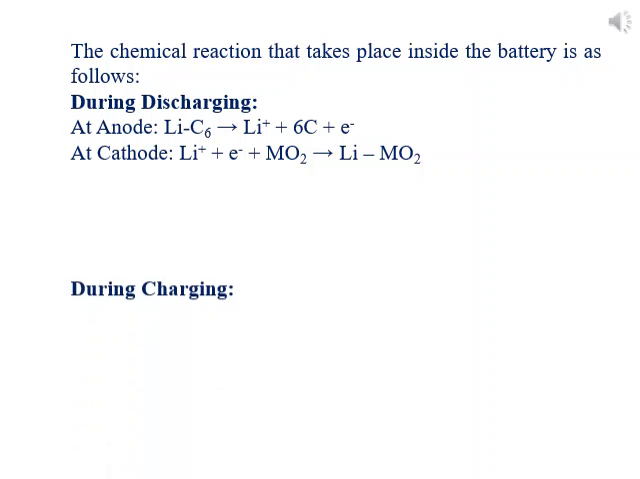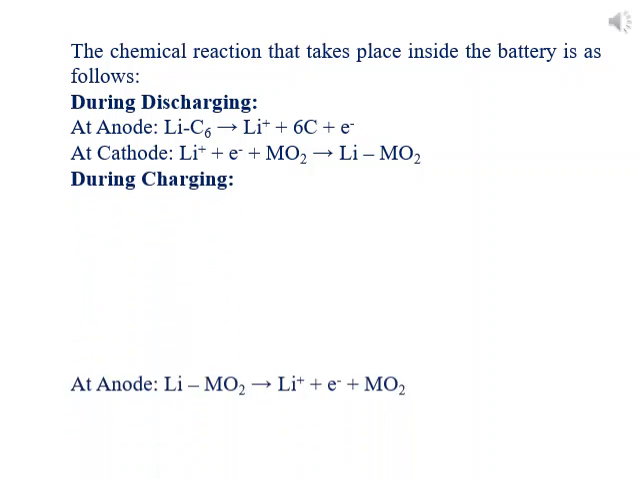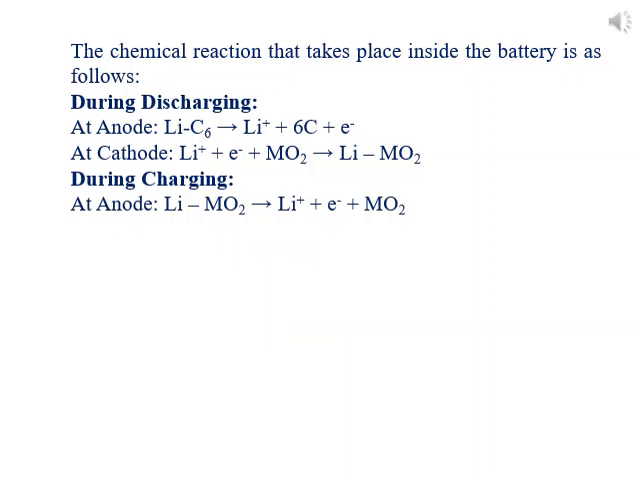Let us see the reactions now. At anode, LiMO2 gives Li plus ion which moves internally through the electrolyte to the cathode and the electron will move externally through the circuit to the cathode.